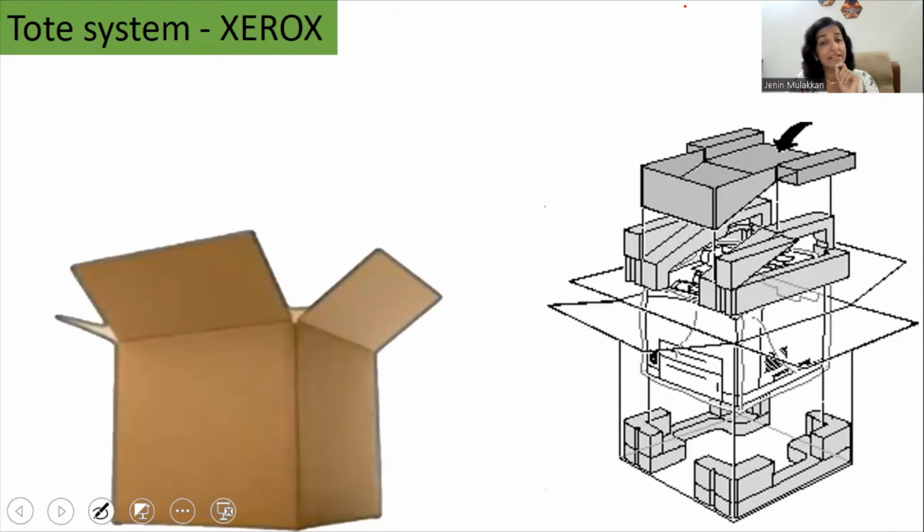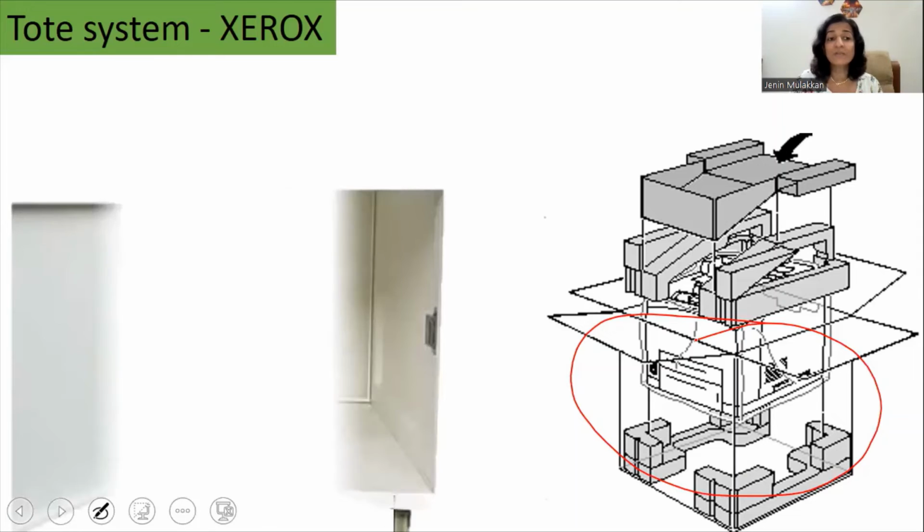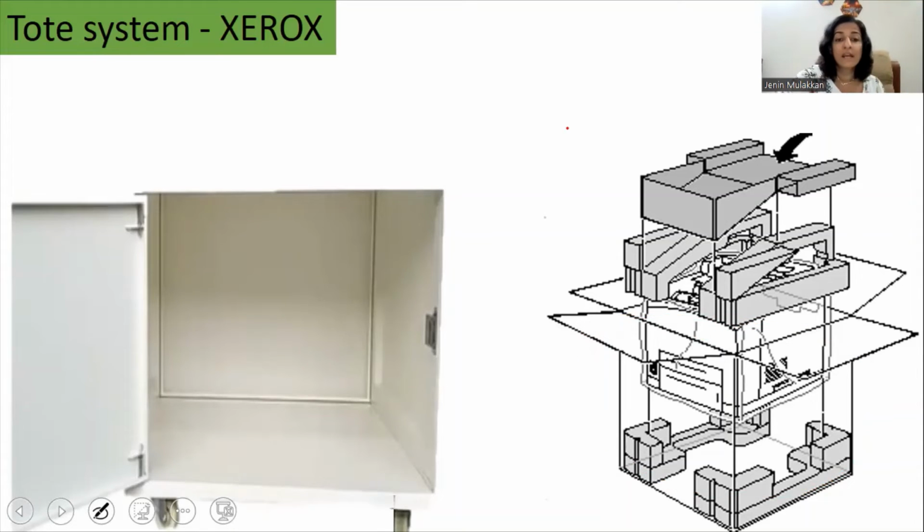So what they did is they shifted to the tote system. Now, what do you mean by tote? Tote is nothing but a case or a bin which is used for transportation. So instead of using the cardboard boxes, the bins that were used were something like this. Now, these totes in which the photocopiers were transported could be used again.